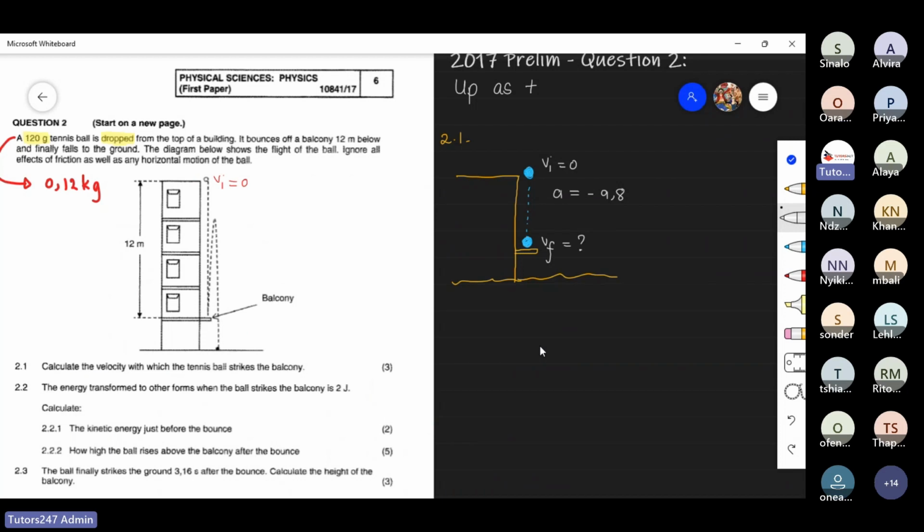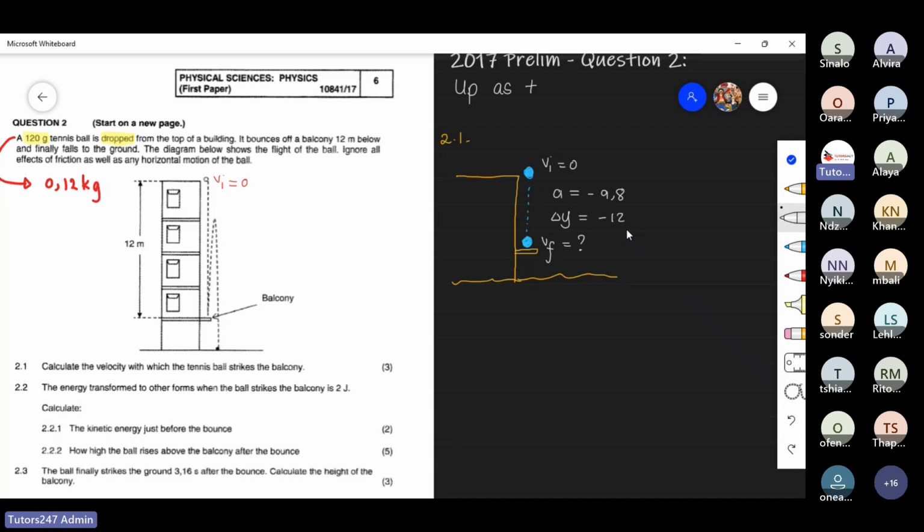Because the acceleration always acts downwards and I've taken upwards as positive, and because acceleration is acting downwards, it's going to be a negative value. Next, we have displacement. Now, displacement is going to be negative 12 meters because the object was displaced a total of 12 meters from the top of the building until the balcony.